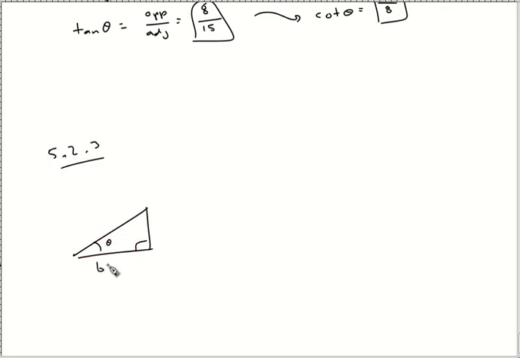I have B is equal to 28. I have an A that's missing. And then I have a C that's equal to 35. And they say go. Well, because I'm finding this other additional side, A is going to be the square root of C squared minus B squared if you go and solve for it.